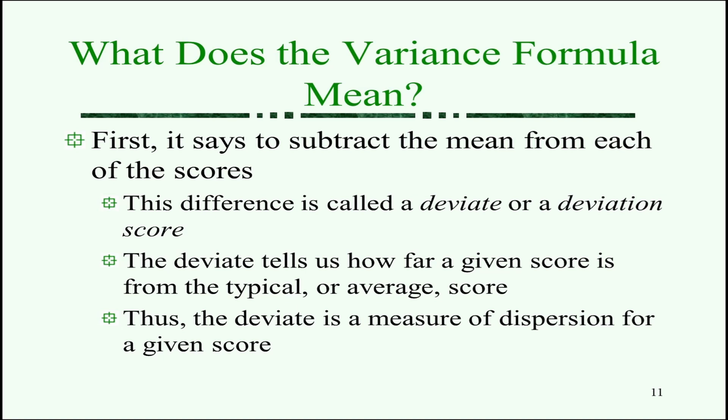First, it says to subtract the mean from each of the scores. This difference is called a deviate or deviation score. The deviate tells us how far a given score is from the typical or average score. Thus, the deviate is a measure of dispersion for a given score.